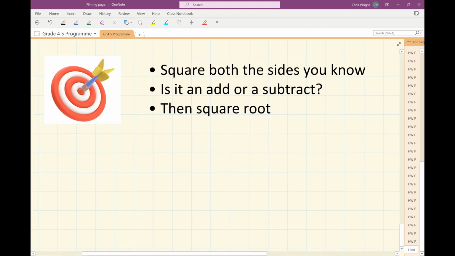So here's a recap for you. When you have a right-angled triangle and you want to find the length of a missing side, square both the sides that you know, then ask yourself, is this an add or is this a subtract? Am I finding the length of the hypotenuse, the longest side, or am I finding the length of one of the two shorter sides? Do your adding and subtracting, and then square root what you get.